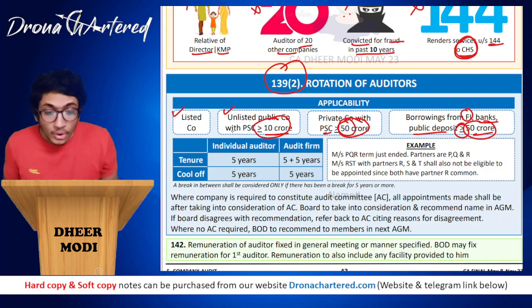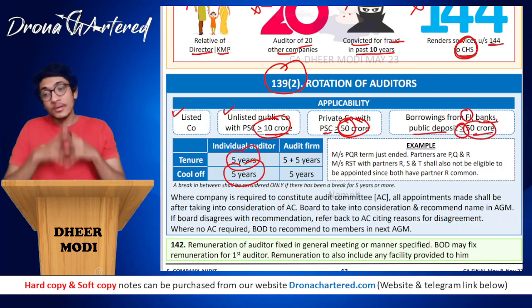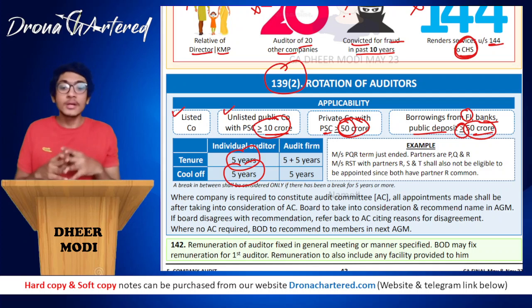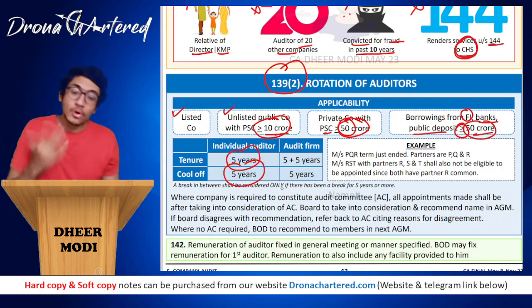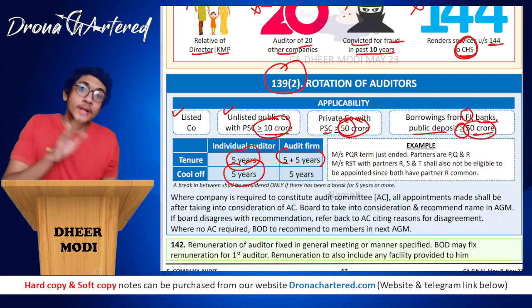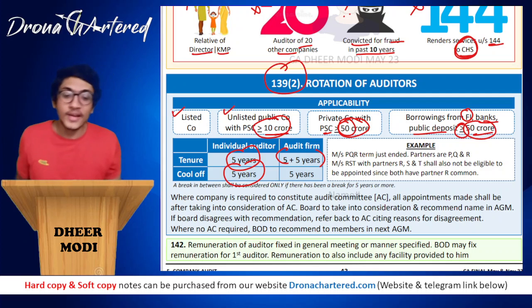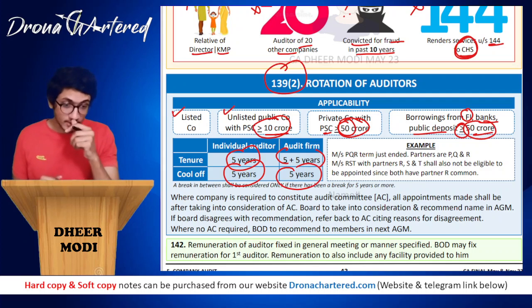Okay, so the tenure of an individual auditor will be 5 years, and there will be a 5-year cooling period. That means once you have been an auditor for 5 years, you will have to wait for 5 years before being reappointed. So therefore, there is a cool off period of 5 years. And for an audit firm, it is 2 terms of 5 years. Therefore, a total comes to 10 years. But please always write 2 terms of 5 years. Therefore, I have written 5 plus 5 years, and they have a cool off period of again 5 years.